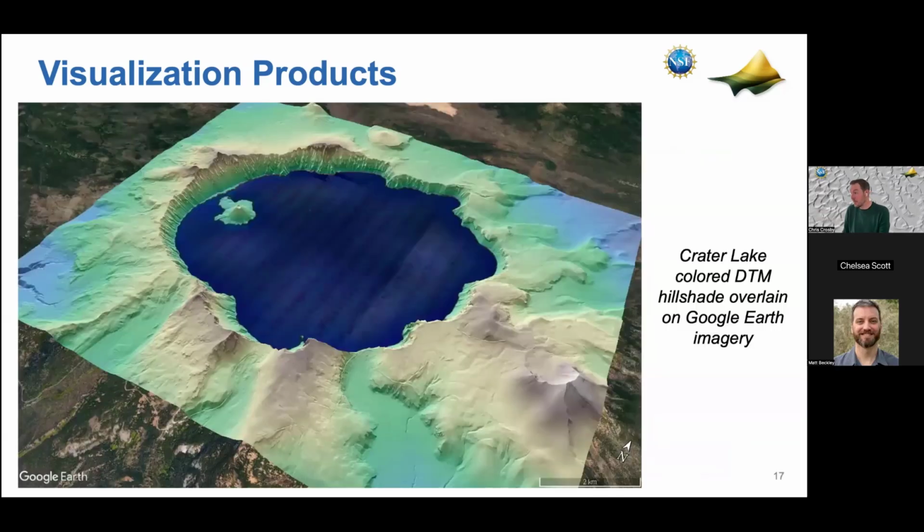Here's a Google Earth. This is a digital elevation model, polarized, hill shaded, and exported as a KMZ file. So if you're somebody who likes to use Google Earth as your basic visualization platform, it's really easy to go from a selection in OpenTopography to a KMZ file you can look at in Google Earth. This one's overlaid on this is Crater Lake in Oregon.